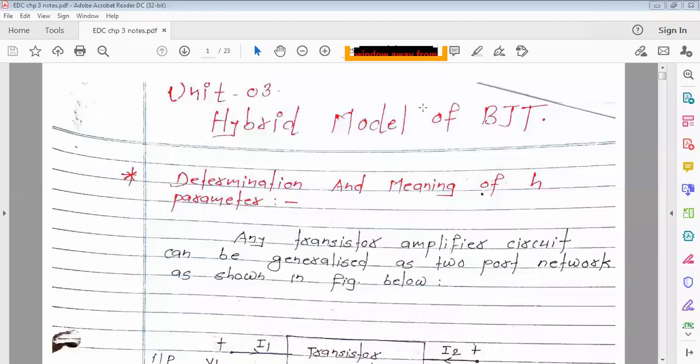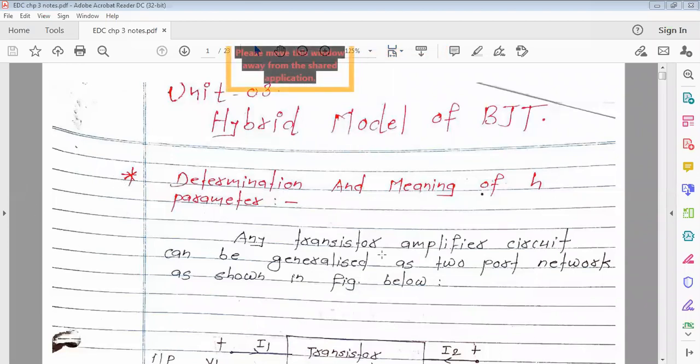Of the transistor, these are the voltage gain, current gain, input impedance, and output impedance. Those parameters we are going to find out by the hybrid model of the BJT. Already we have seen how to find the equivalent hybrid model for the different configurations.